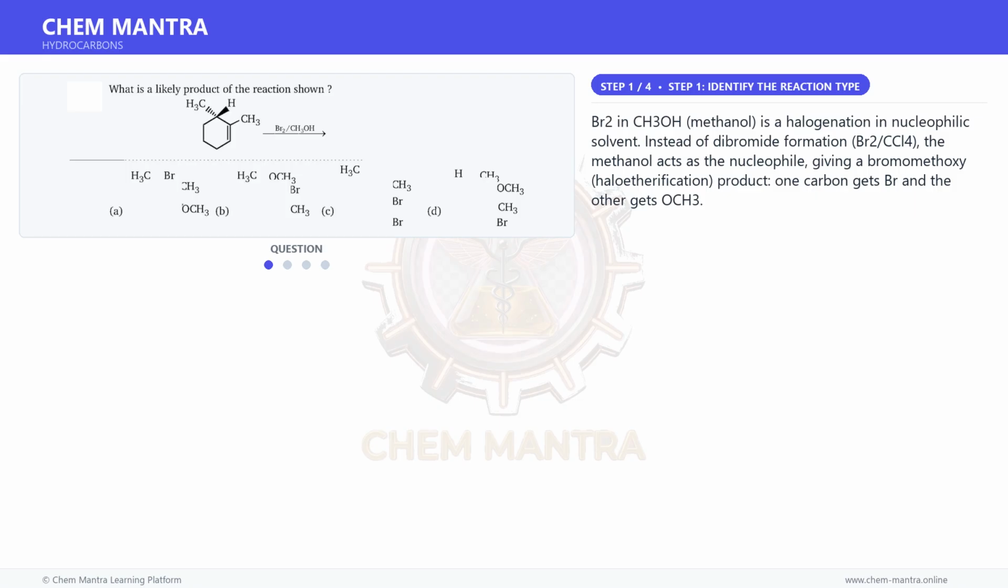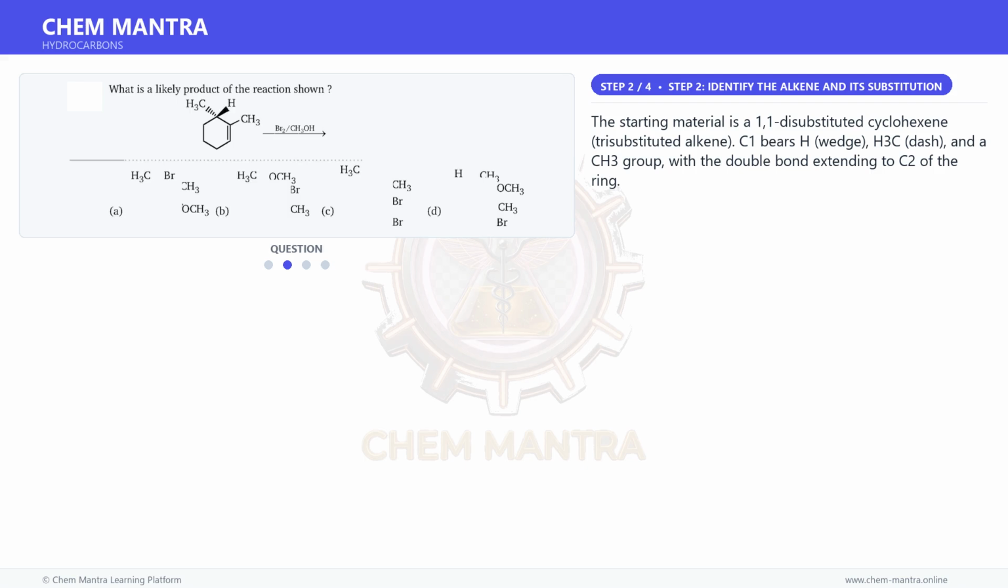Instead of dibromide formation, as with Br2 in CCl4, the methanol acts as the nucleophile, giving a bromomethoxy, haloetherification, product. One carbon gets Br and the other gets OCH3.